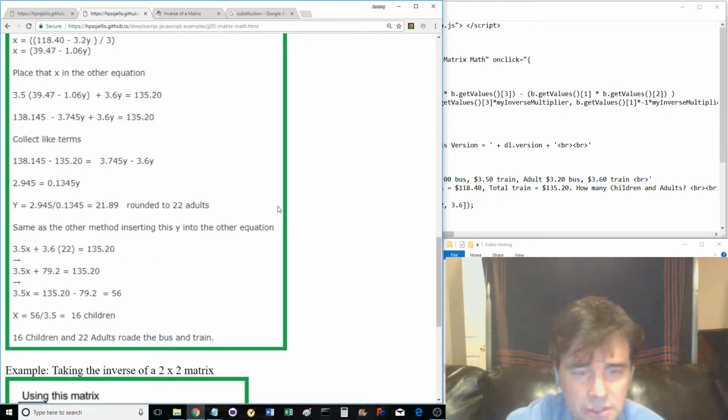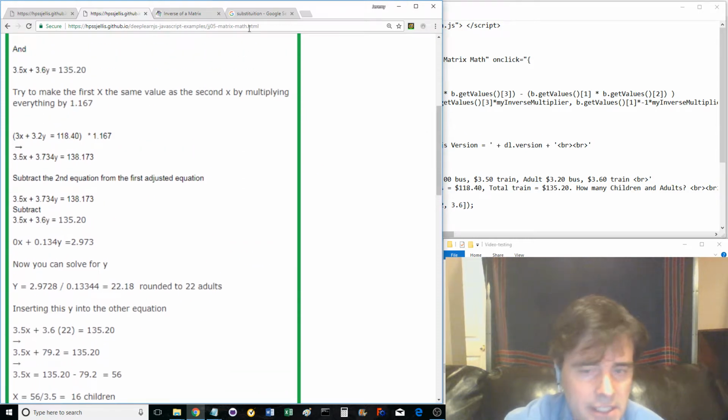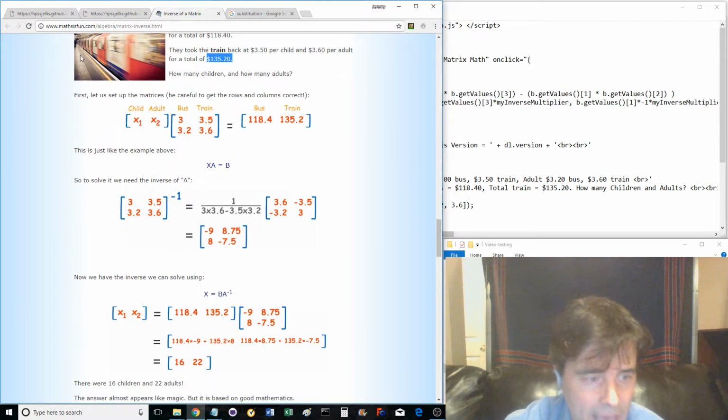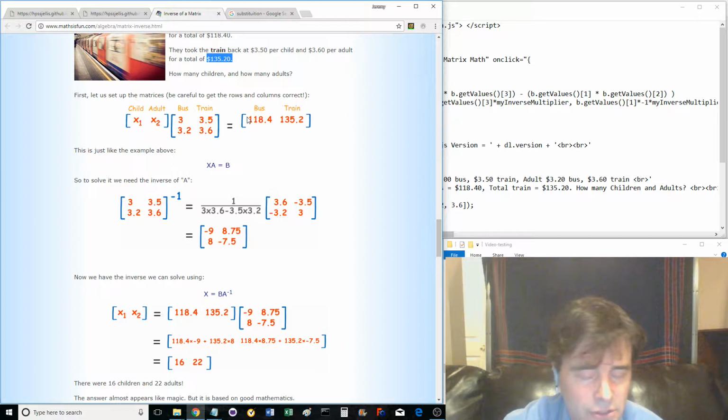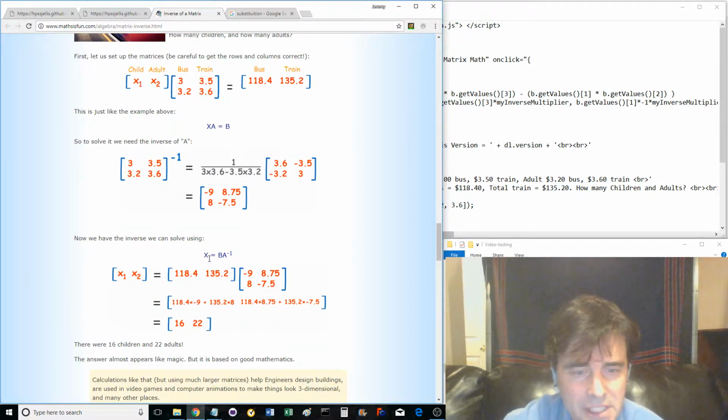This type of math can also be done with matrices. The technique is outlined using a 1D array called x, where x1 represents the children and x2 represents the adults. They're both unknowns. A 2x2 2D array called A holds the costs per person, and another 1D array called B is for the total prices. The setup is x times A equals B. So to solve for x, we need B times the inverse of A.